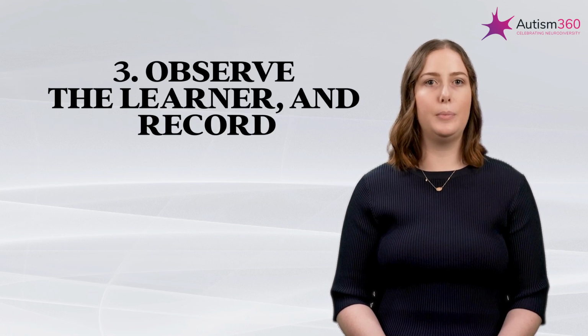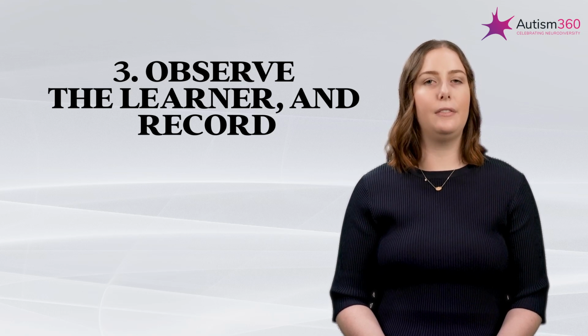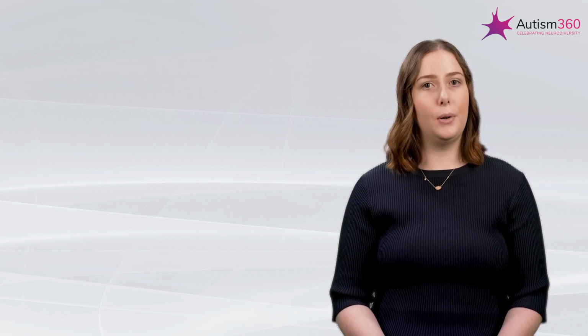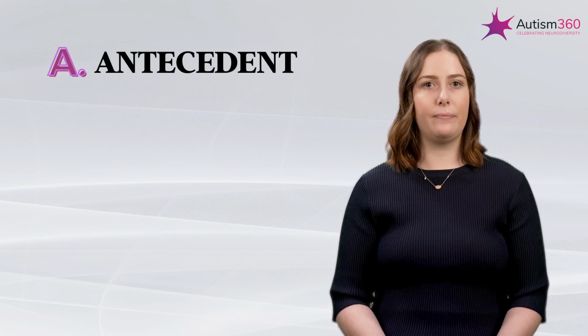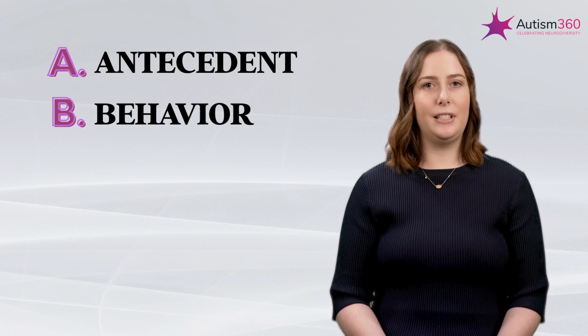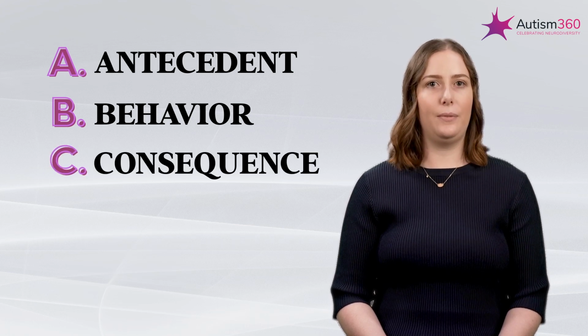To understand why a behaviour is happening, observe the learner. When the behaviour occurs, think about and write down what happened right before the behaviour and what happened right after the behaviour. This is called collecting ABC data. A is for antecedent, what happens before the behaviour. B for behaviour, the behaviour itself. And C for consequence, what happens right after the behaviour.